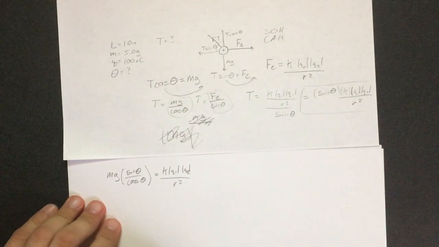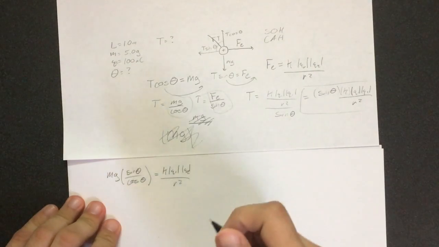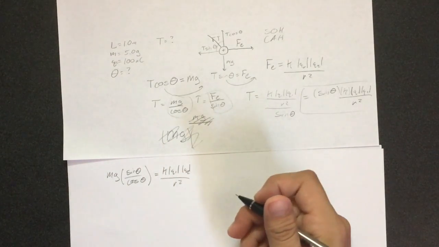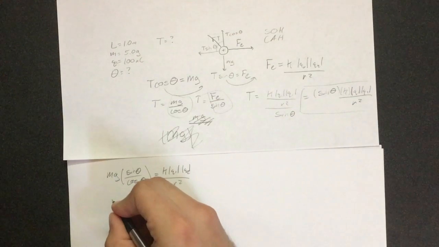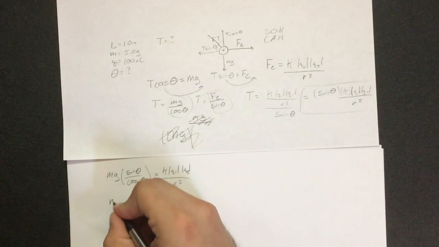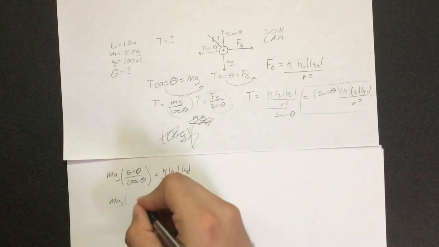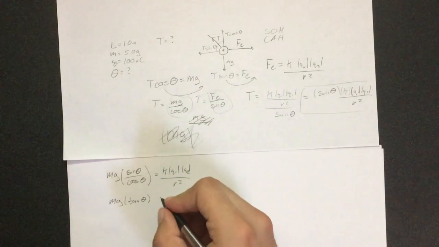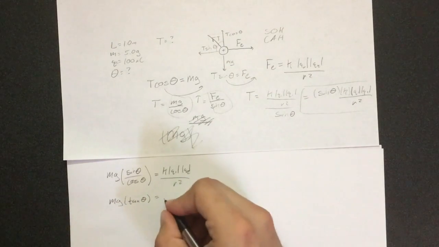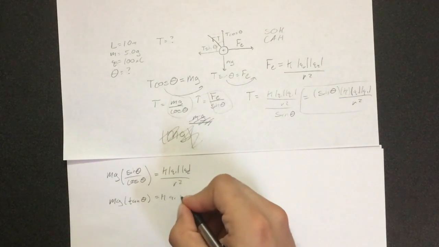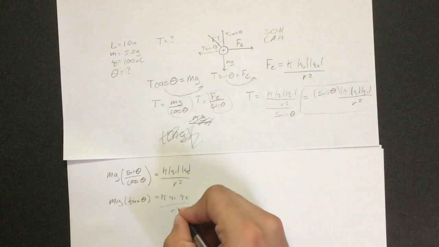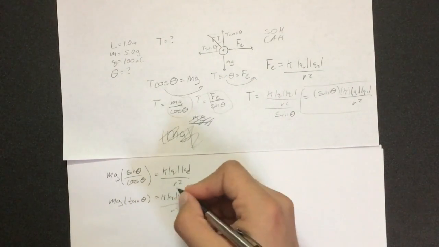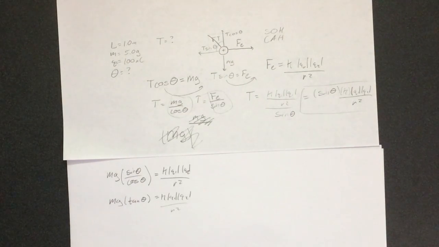Now, what this lets us do is simplify it even further. Sine over cosine is tangent theta. So we can simplify that by saying mass times gravity times tangent theta equals K Q1 Q2 over r squared, absolute values.